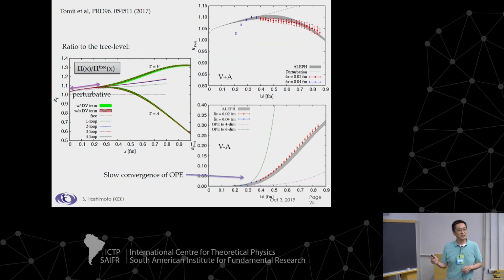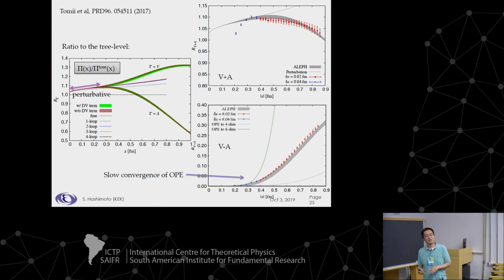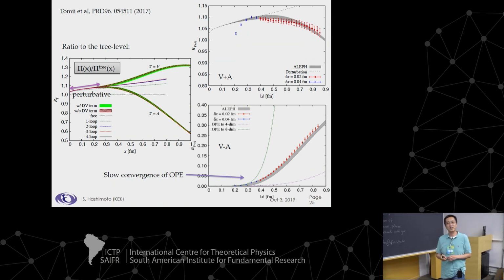So this is it. I'm not arguing about any violation of the operator product expansion, but what I want to say is that we can do something like this. This is not the end of the story, and probably for many other quantities, we can use lattice QCD to test the perturbation theory and the operator product expansion. That is what I wanted to say.